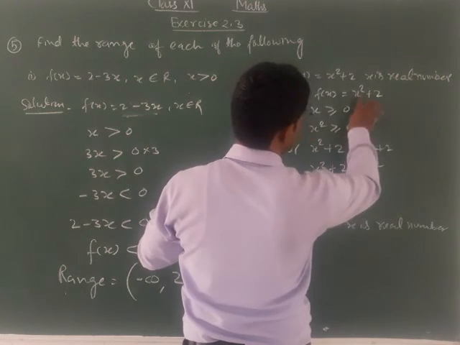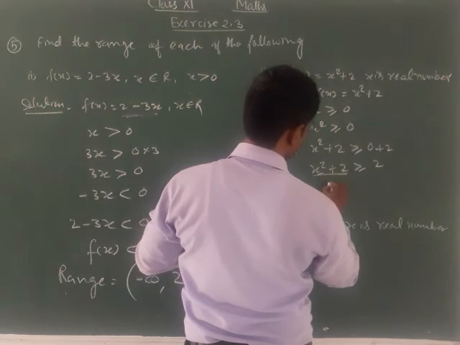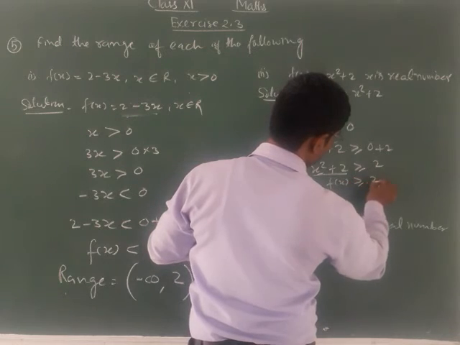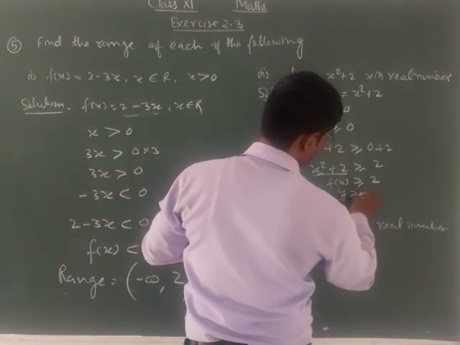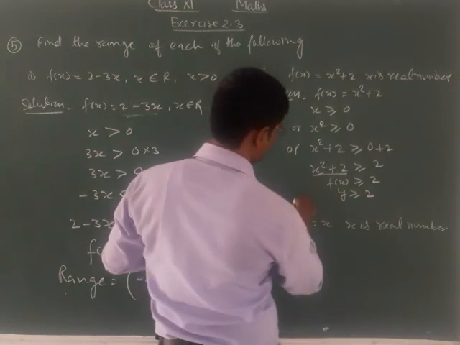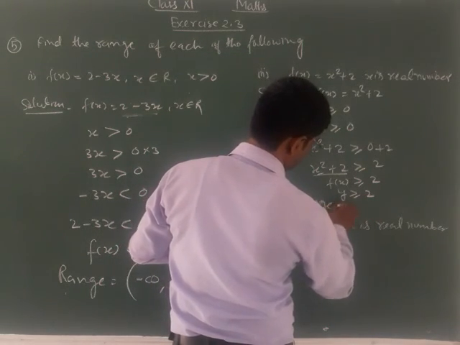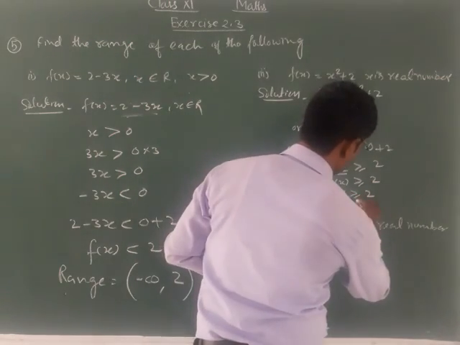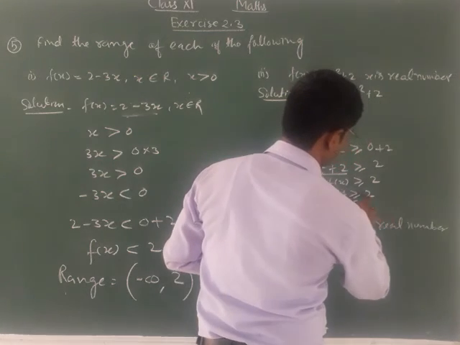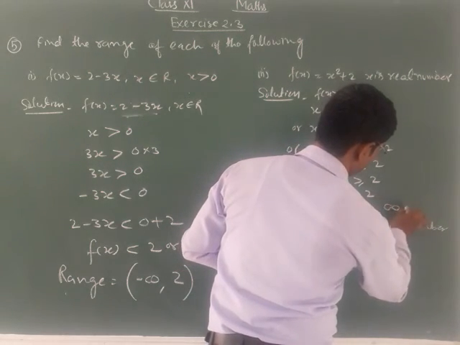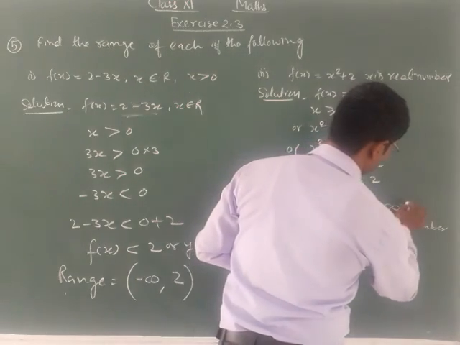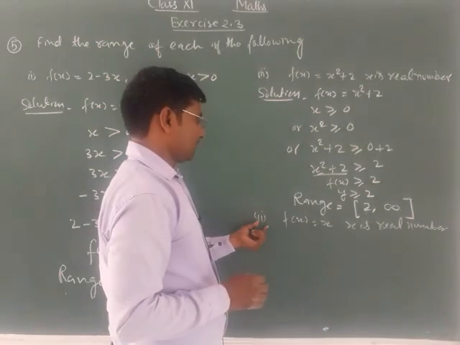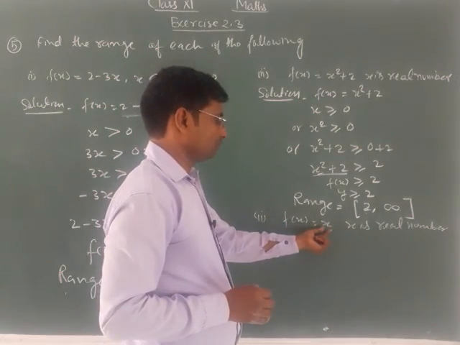So this is f(x) greater than or equal to 2, so y is greater than or equal to 2. So the range is y greater than or equal to 2, that is, the range is 2 to infinity. This is the answer.